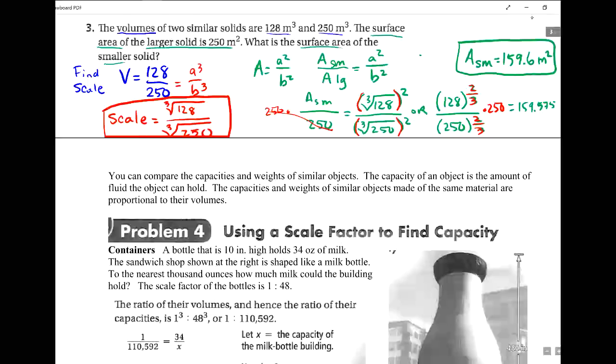So to get our area small by itself, we simply multiply both sides by 250, put it all into our calculator. Be careful when you're multiplying these. Use your parentheses. Calculator follows order of operations. And we come out with 159.575, so the area of our smaller figure is 159.6 meters squared. All right, that was very good.